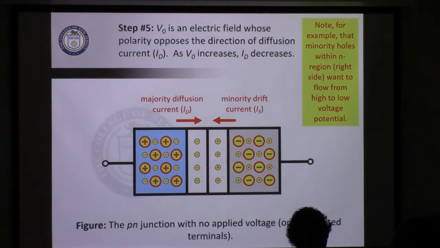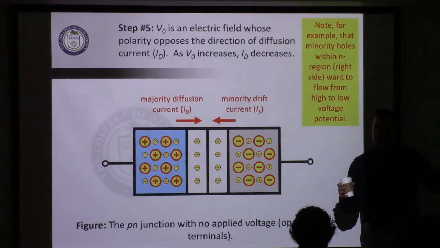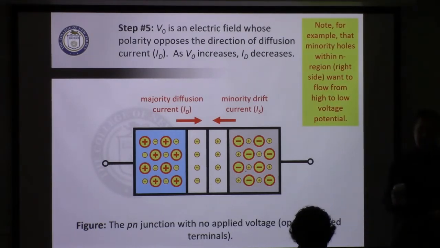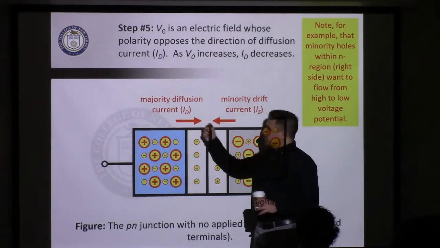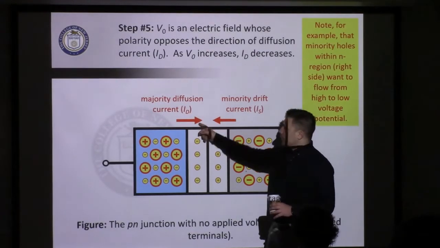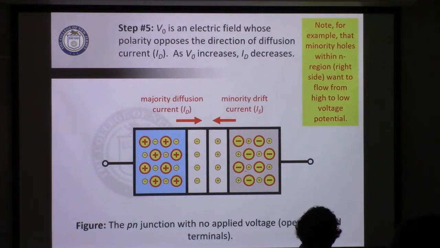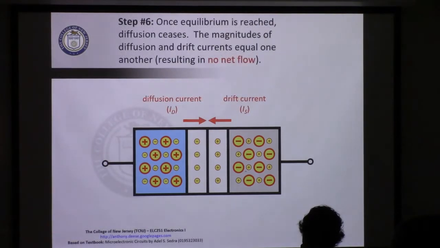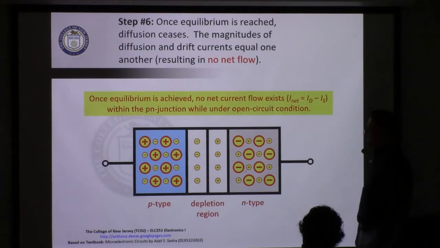And so what causes an equilibrium is not IS increasing and ID decreasing. It's simply just ID decreasing. IS has a set value, and ID falls until it reaches IS. So this built-in voltage opposes the majority diffusion current, and when those two forces are equal to each other, you reach the equilibrium, and you're essentially done as far as the open circuit condition is concerned. So once the equilibrium is reached, the magnitudes of the diffusion and drift currents equal one another, and the result is no net flow.